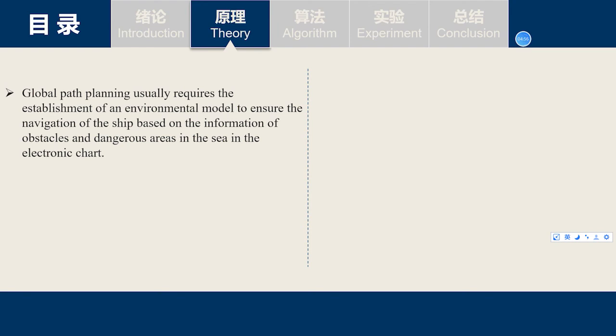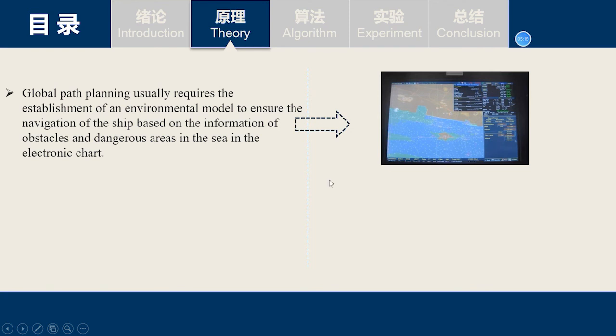Global path planning usually requires the establishment of an environmental model that contains the necessary information to ensure the navigation of the ship based on the information of obstacles and dangerous areas in the electronic chart, then find a safe path that can meet various navigation indicators from the established model.